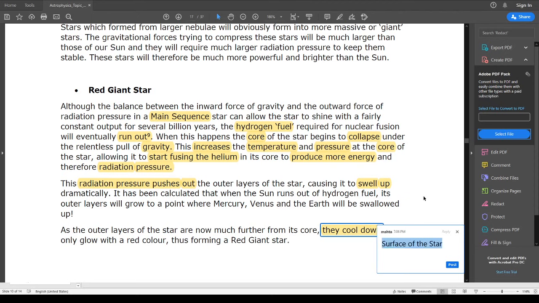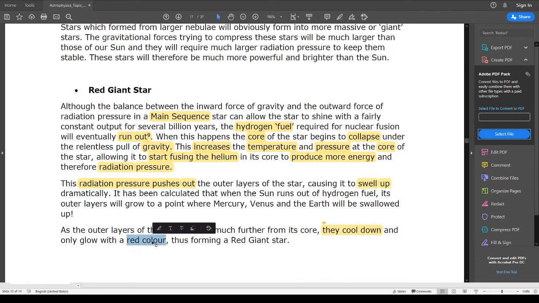When I say they, I mean the surface of the star, right? So the surface of the star basically starts to cool down, and as the surface cools down, it glows only with a red color, because when a star's surface cools down, its color changes, remember? Why does its color change?